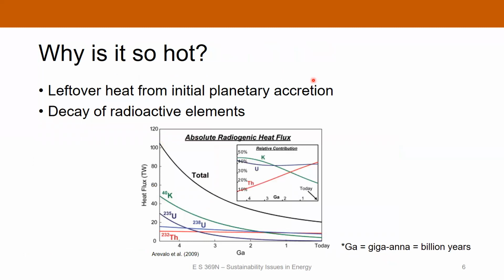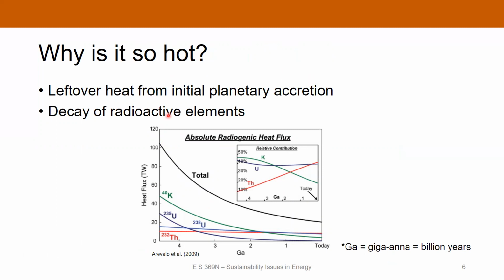So why is the Earth so hot? Well, there's really two reasons. The first is that there's just a lot of leftover heat from the initial accretion of the planet, billions and billions of years ago. So that's essentially a gravitational potential thing.